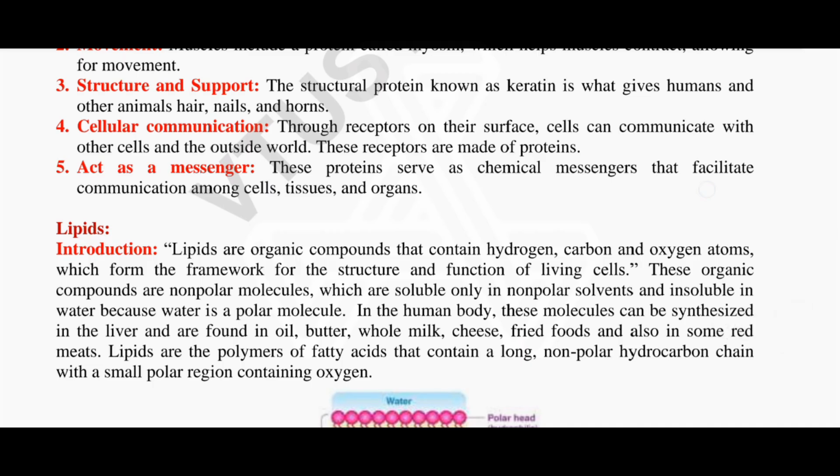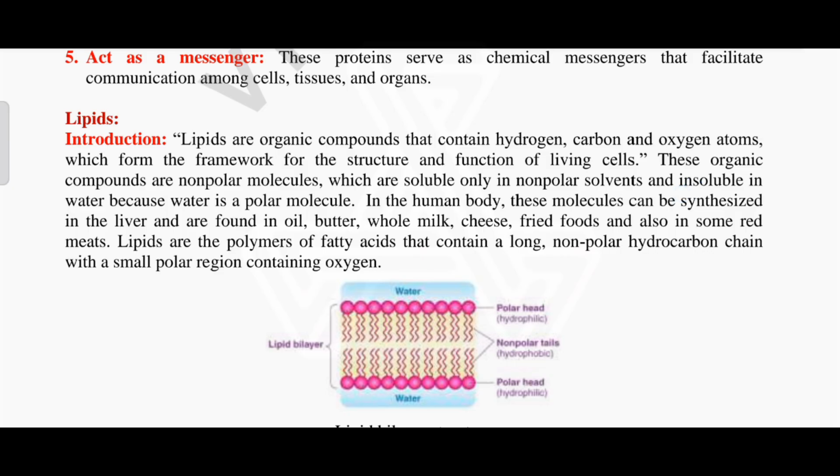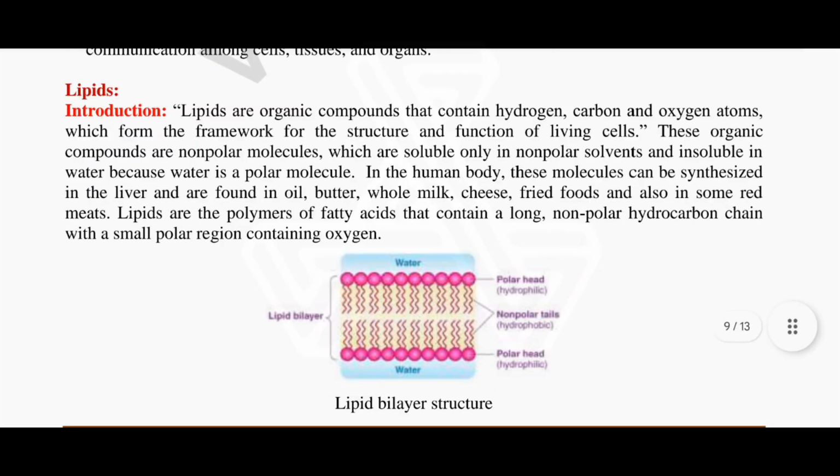Lipids. Lipids are organic compounds that contain hydrogen, carbon, and oxygen atoms, which form the framework for the structure and functions of living cells. These organic compounds are non-polar molecules which are soluble only in non-polar solvents and insoluble in water because water is a polar molecule. In the human body, these molecules can be synthesized in the liver and are found in oil, butter, whole milk, cheese, fried food, and also in some red meats.